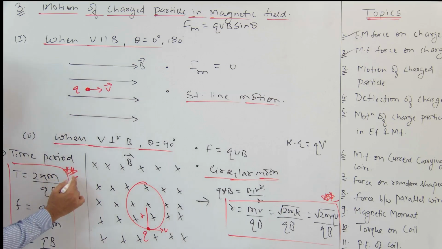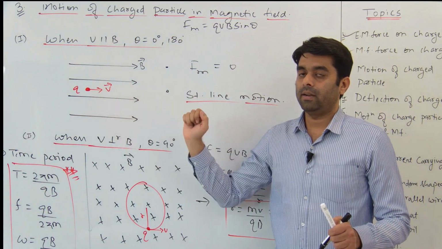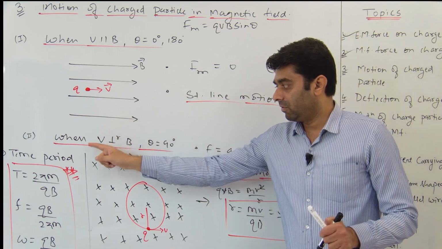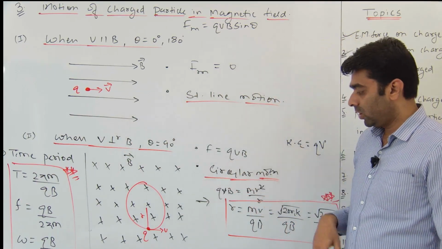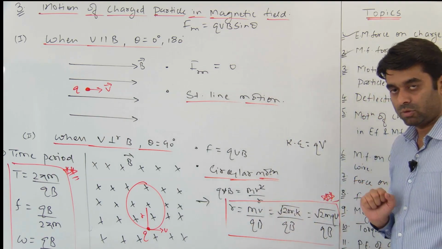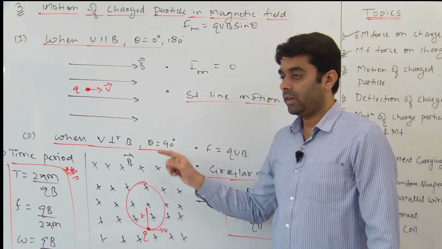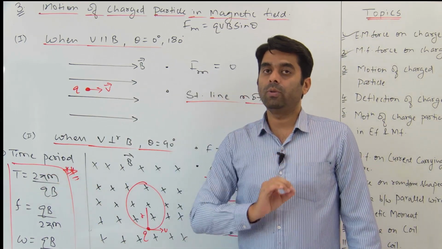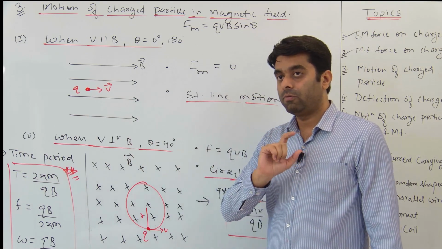These are your results, right? Quickly I will summarize it. Whenever the particle has velocity parallel or anti-parallel to the magnetic field, force is 0 and the path is straight line motion. Next, when velocity is perpendicular to the magnetic field, that is the angle is 90 degrees, the motion is circular and the radius of that circular path is mv by qB, in terms of kinetic energy, in terms of potential difference. The time period of this circular path is 2 pi m by qB. Point to be noted here: time period does not depend on velocity. Time period is independent of velocity, right?